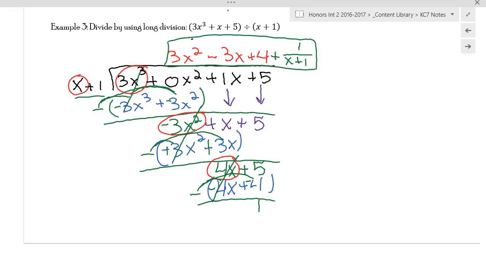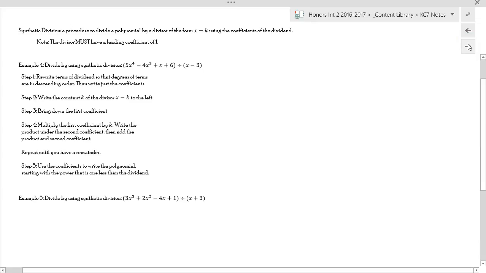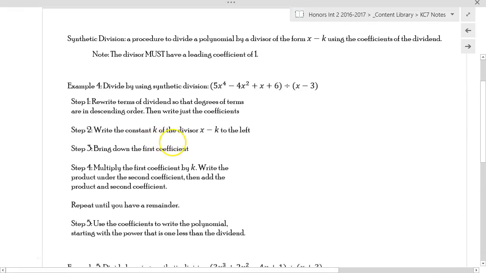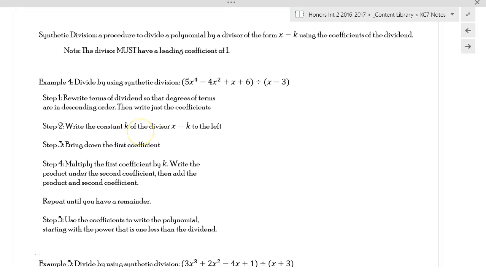Alright, that's it for long division. Go ahead and turn the page. The next thing we're going to look at is synthetic division. Synthetic division is a shortcut. Synthetic division is a procedure to divide a polynomial by a divisor of the form x minus k, using the coefficients of the divisor. The divisor must have a leading coefficient of 1.